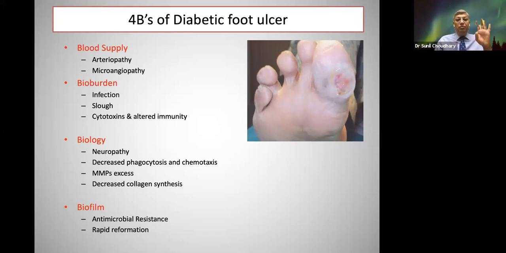So the 4 Bs of diabetic foot ulcer pathophysiology: bad blood supply, a lot of bioburden, an altered biology, and there is a villain called biofilm.